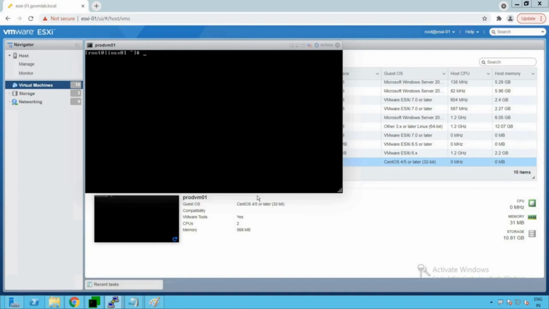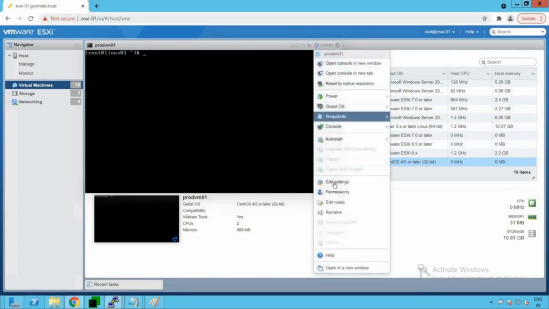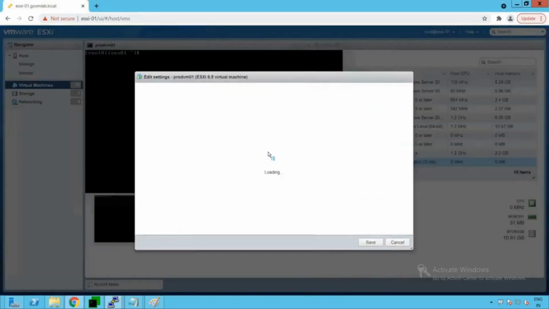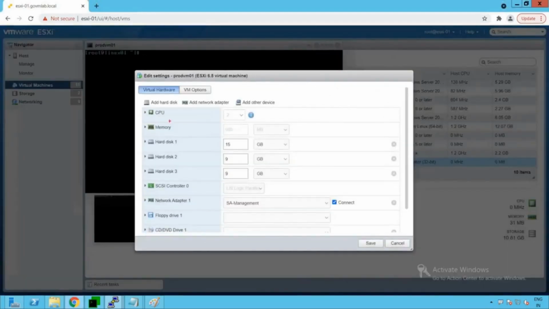To do that, let me walk you through the virtual machine vCPU configuration. That's the same VM we referred to in our first scenario, the same prod VM 01. Click on Actions, click on Edit Settings, and you can see that this virtual machine is now configured with two vCPUs.